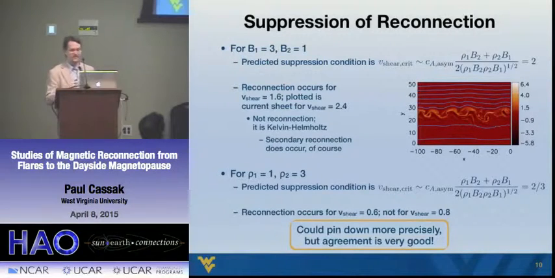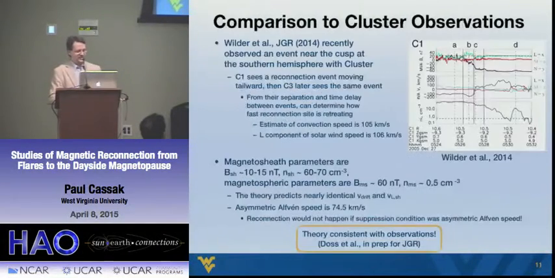And then the suppression condition: what does it take to suppress reconnection? For the case where the magnetic fields are different by a factor of 3, the critical speed would be 2. We did a simulation for 1.6, and we got reconnection. We did a simulation for 2.4, and indeed, this is early, but it's definitely going Kelvin-Helmholtz unstable. It's not undergoing reconnection like we're used to. So that seems consistent. We'd really have to pin that down a little further to make a stronger case, but it's mostly consistent. And for the asymmetric densities, the critical speed would be 2/3. For 0.6, we get reconnection. For 0.8, we don't. So that seems pretty consistent, too. So the theory seems to work well.